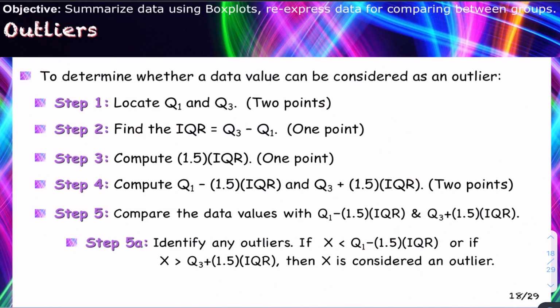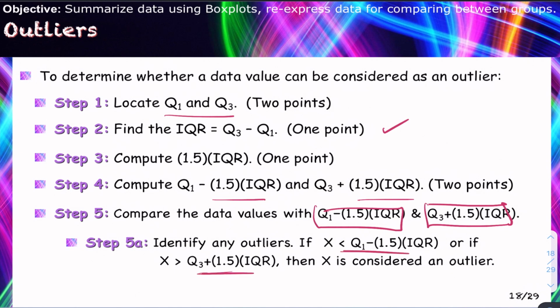So with outliers, to determine whether a data value can be considered an outlier, we need to locate Q1 and Q3, find the IQR, compute 1.5 IQRs, compute Q1 minus that value and Q3 plus that value, and then compare the data values that we have with those ranges. So identify any outliers. If the number X is lower than your lower whisker or above your upper whisker, which is what those 2 values mean, then consider it to be an outlier.